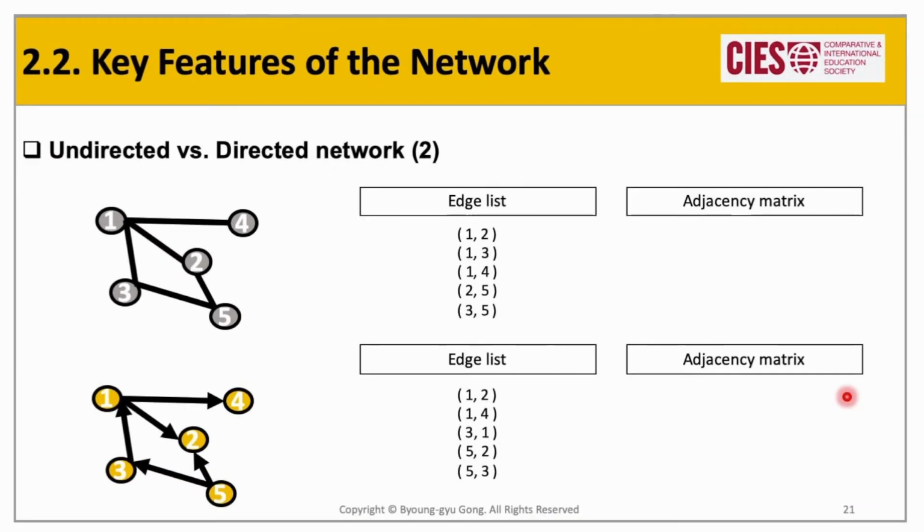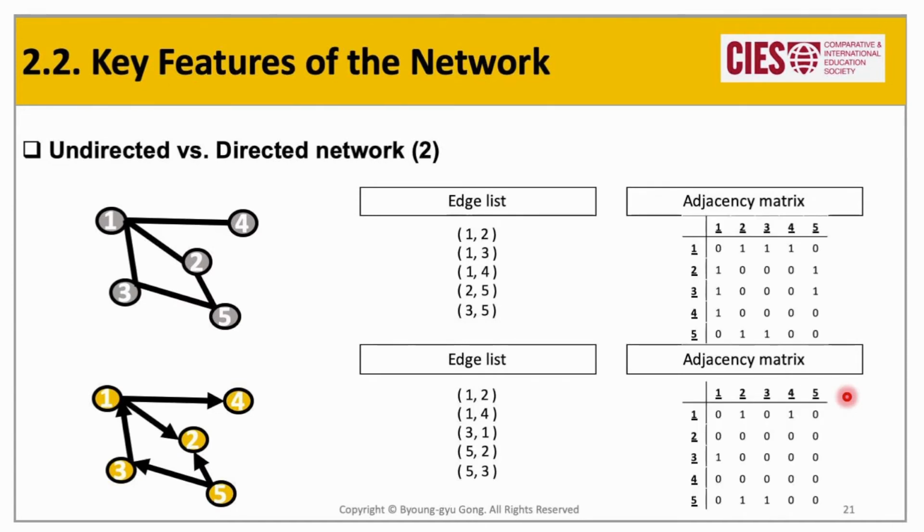Then let's check out the answers for the adjacency matrix. For the undirected network, the adjacency matrix is symmetric. But in the directed network, the adjacency matrix is asymmetric. That is because a pair of vertices represents directionality. So for example, the 1 and 2 and 2 and 1 in the undirected network are the same. But in the directed network, the pairs of vertices 1 and 2 and 2 and 1 show different numbers.